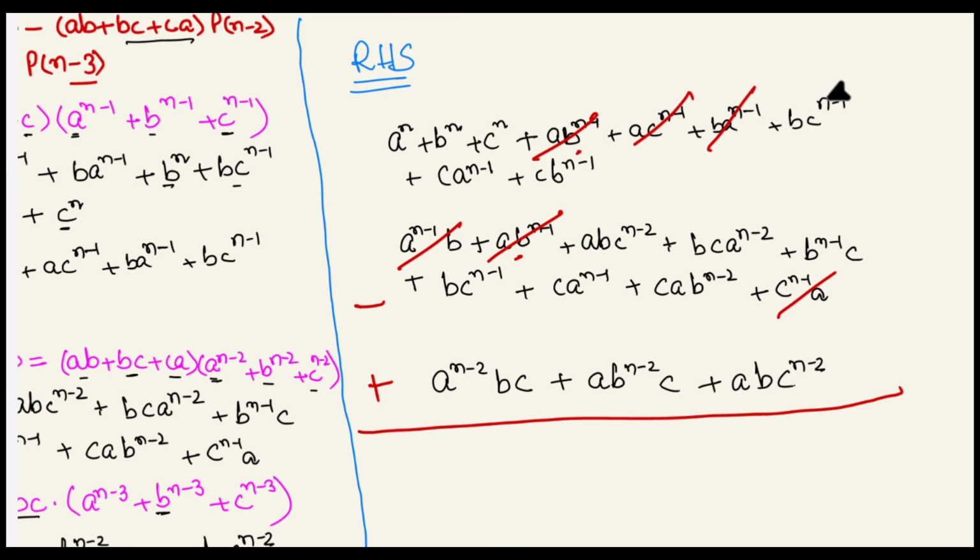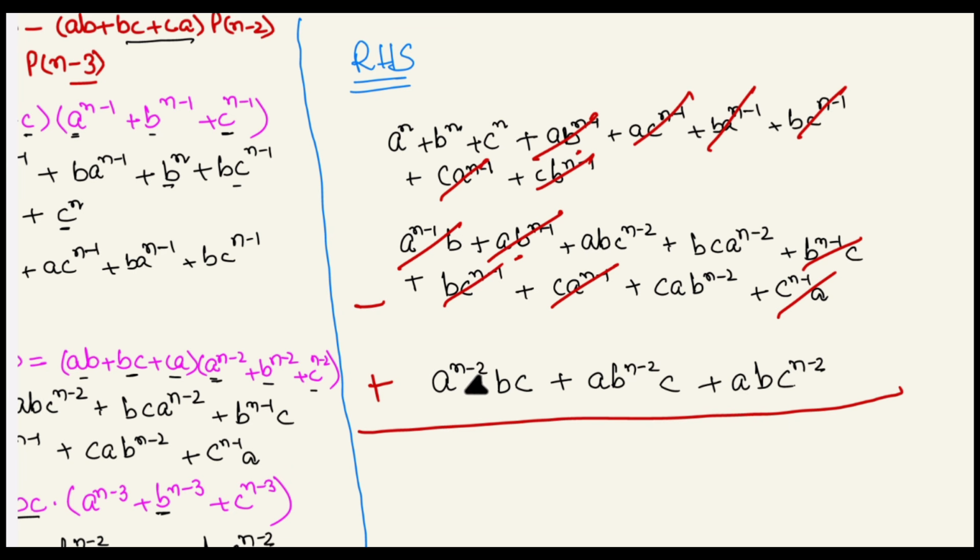bc^(n-1) will get cancelled with this one. ca^(n-1) will get cancelled with this one. And cb^(n-1) will get cancelled with this one. So all the extra terms from the first set of terms have been cancelled. But there has been some additional subtraction, these three terms. And for that we need to add this.